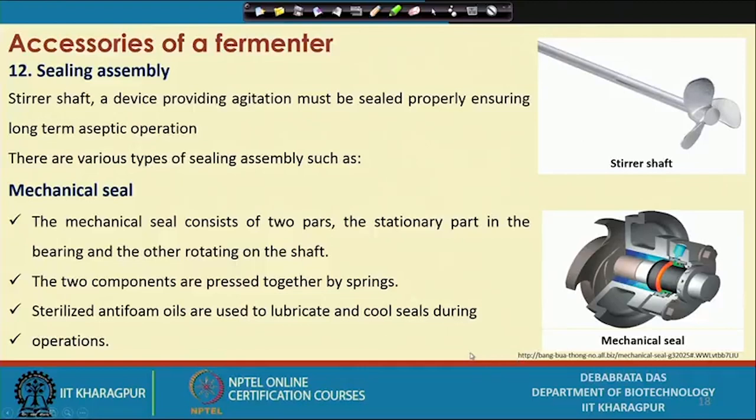Then we have the sealing assembly. This is the mechanical seal. I was telling you about this mechanical seal, which is located at the top of the fermenter. It plays a very important role so that air from outside should not enter into the system.